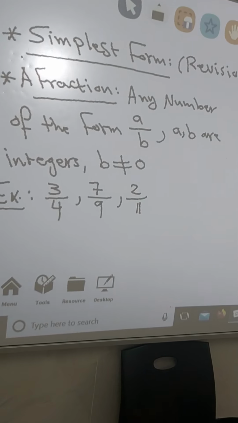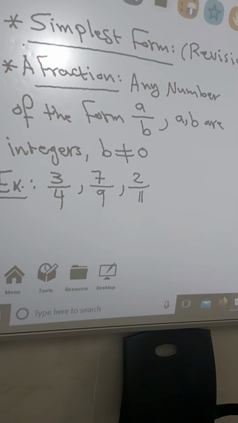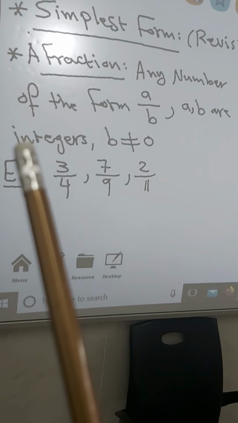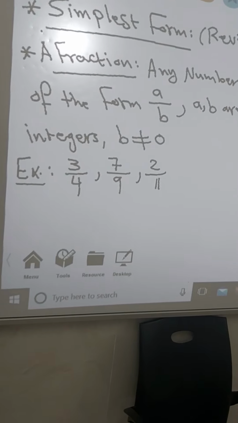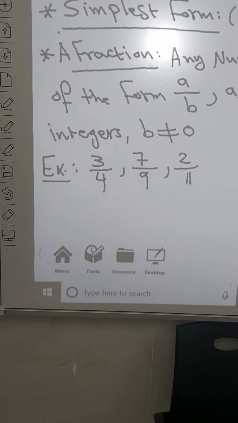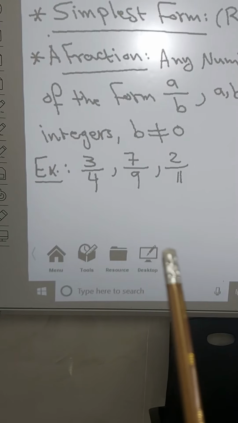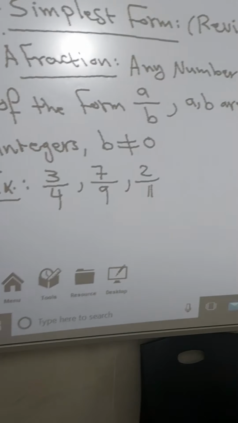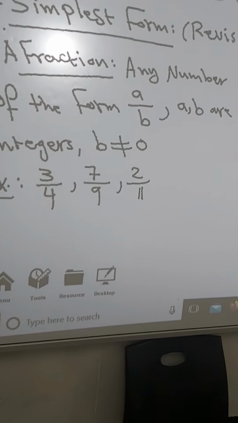Again, a fraction is any number of the form a over b. A, b are integers and b cannot be zero. Now, for example, we have 3 over 4, 7 over 9, 2 over 11. These are fractions of the form a over b.